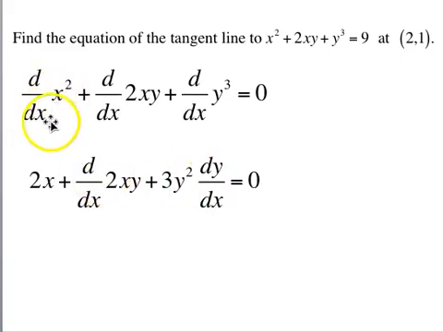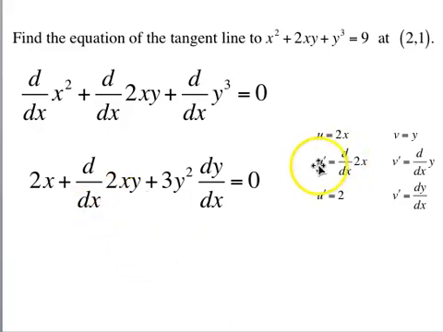First off, the derivative with respect to x of x squared is just 2x. The derivative with respect to x of y cubed, the derivative of something cubed, is 3 times the something squared times the derivative with respect to x of y, which of course is just dy dx. And this middle piece is going to require us to use the product rule.